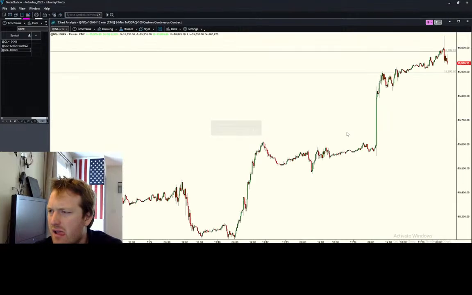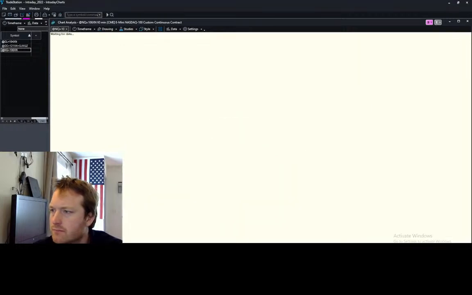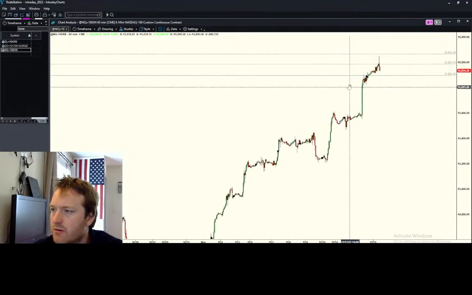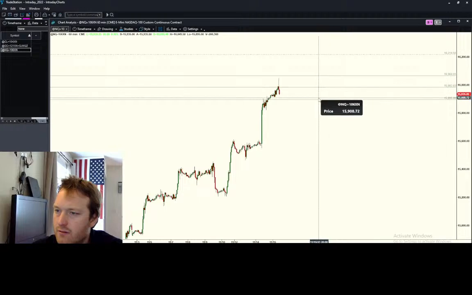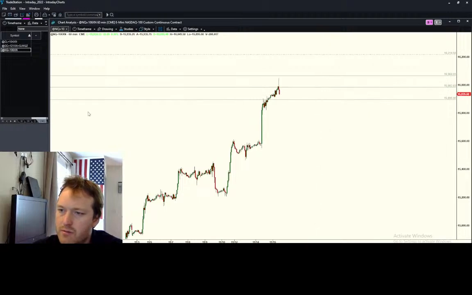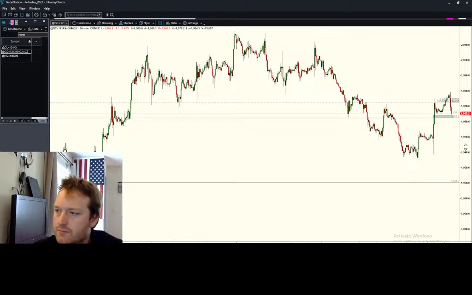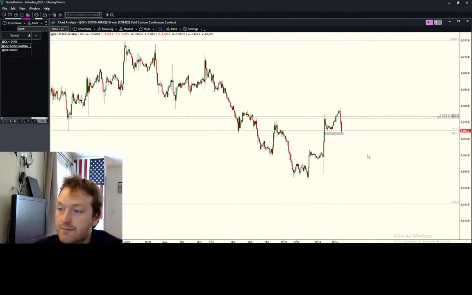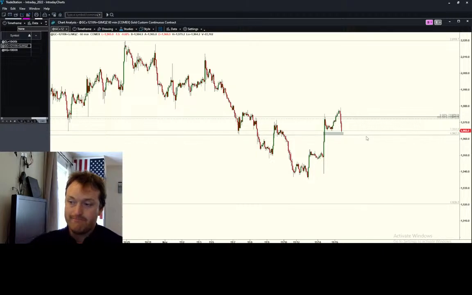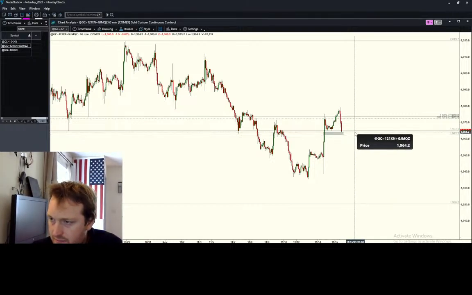I don't know. It's been chopping all over the place. Ultimately bearish. Gold is coming into that zone. It could work. I just don't know. I don't like it enough to trade it, so could work.